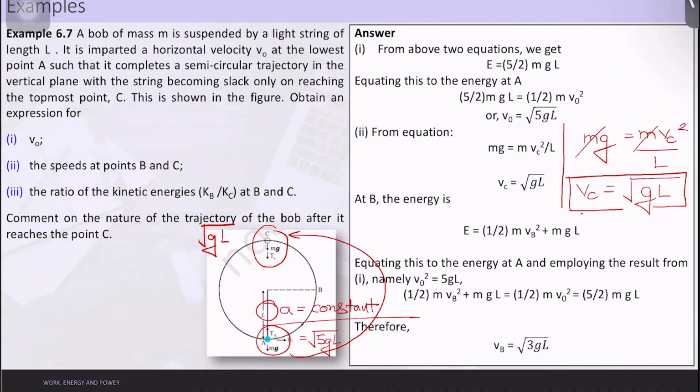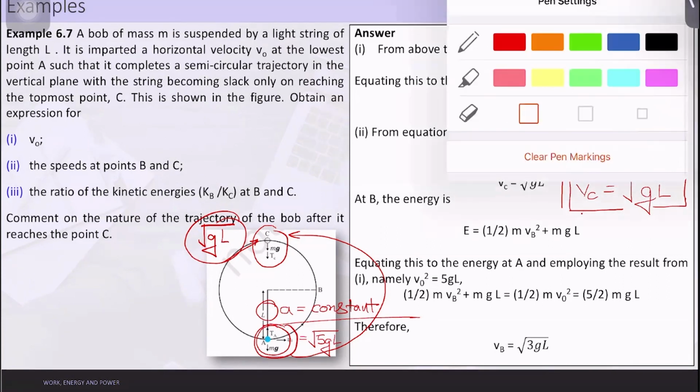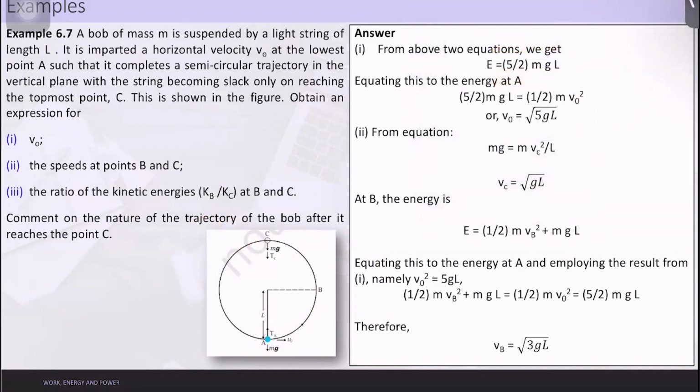here. You can understand that the velocity was root 5gL here, but when it reached point C, it was reduced to root gL. Okay, fine. So we understood all these things. Now let us understand the same thing for location B. First of all, let us make a free body diagram.